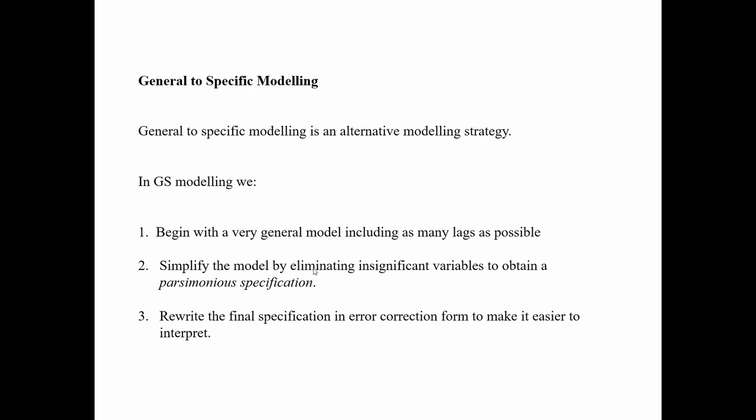When we've estimated a very general model, we then simplify it by eliminating insignificant variables to obtain what we call a parsimonious specification. We try and get rid of the insignificant variables by testing for the significance of the variables included and eliminating the insignificant variables. And then finally, if we're dealing with time series data, then a useful way to finish our model is to rewrite the final specification in what we call error correction form in order to make it easier to interpret.